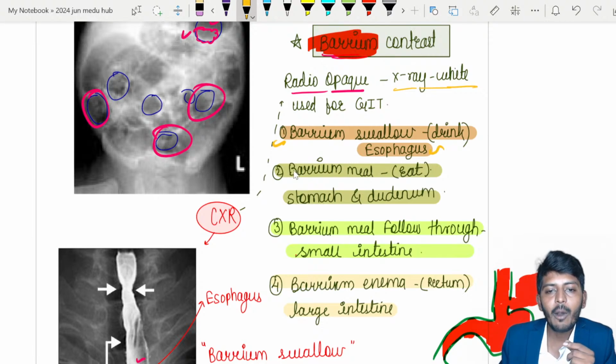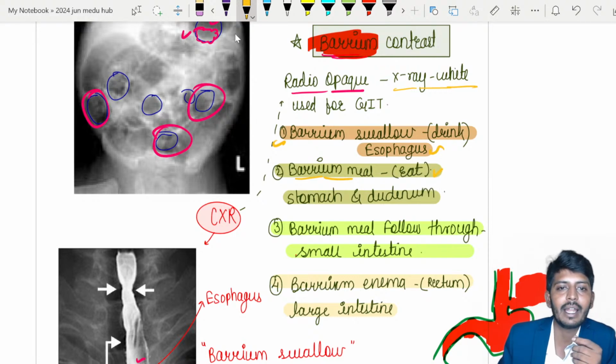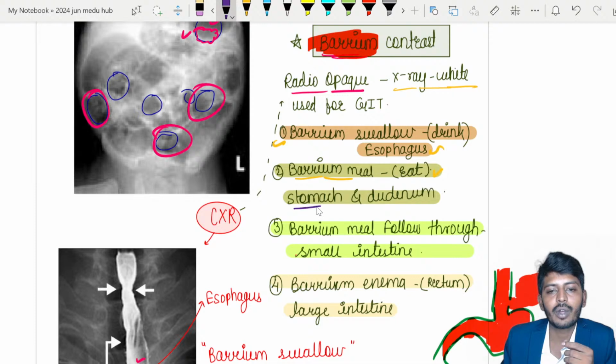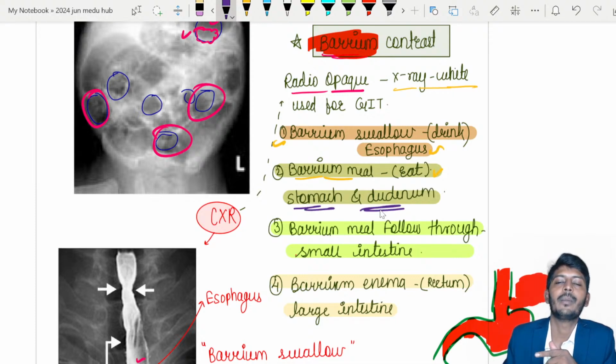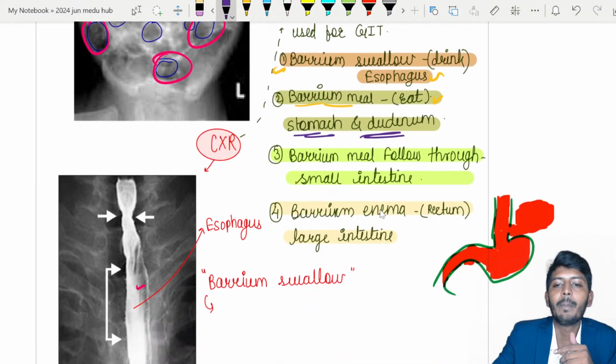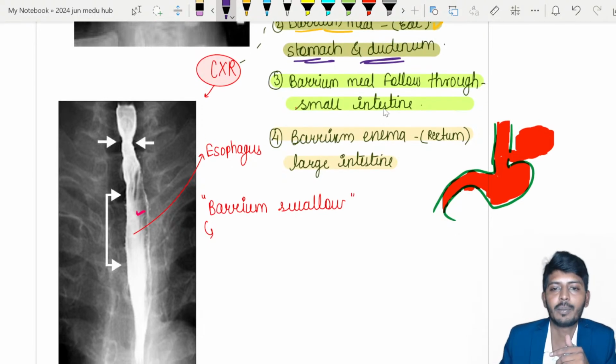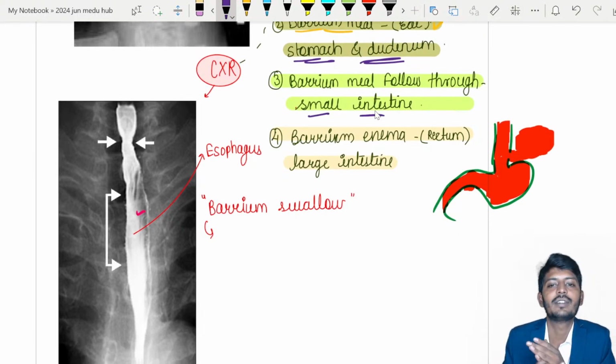Okay, now barium meal. So we ask the patient to eat the barium-containing substance. That will be used for your stomach and duodenum. Barium meal follow through is done for the small intestine. Barium meal follow through is done for which intestine? Small intestine. Barium enema is used for the large intestine.